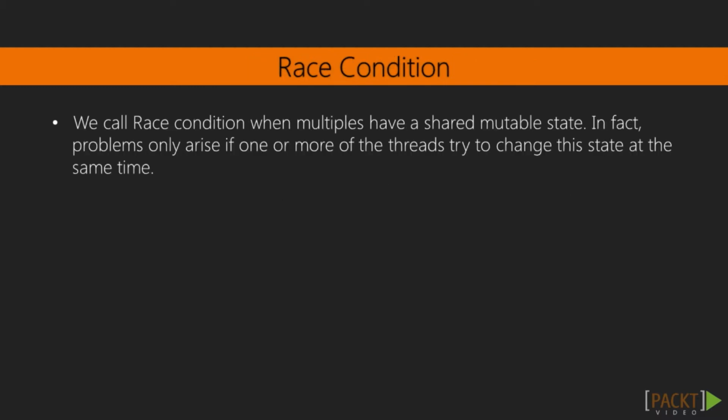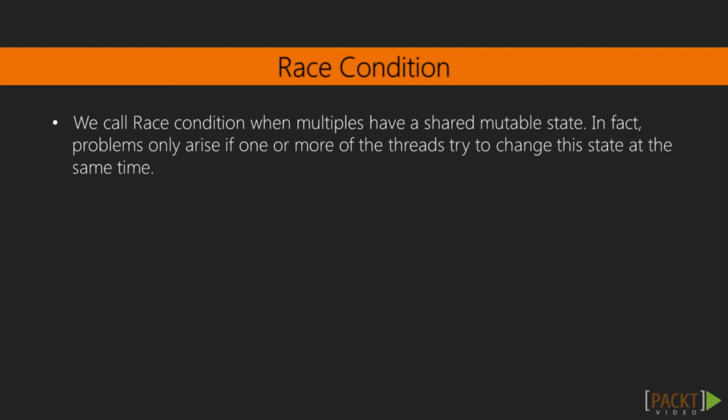The final concept we need to know is race condition. One kind of race condition arises when multiple threads have a shared mutable state. This means two threads try to change the shared state at the same time. Actors are safe from such race conditions as they receive messages one by one, and at the same time the actor processes one message. Hence, there can be no race condition inside the actor.